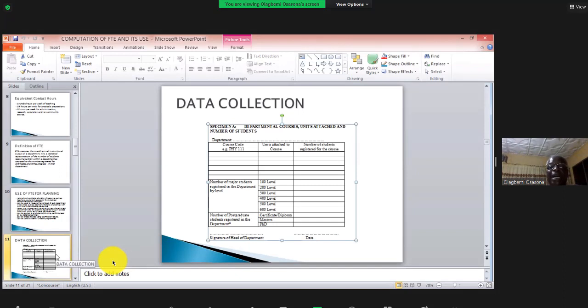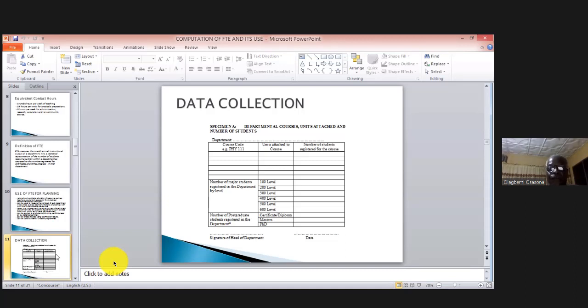As I've said, we can get this information from the departments directly or from the exams and records office of the registry. It's better to get from the two so that you can use one to check the accuracy of the other.